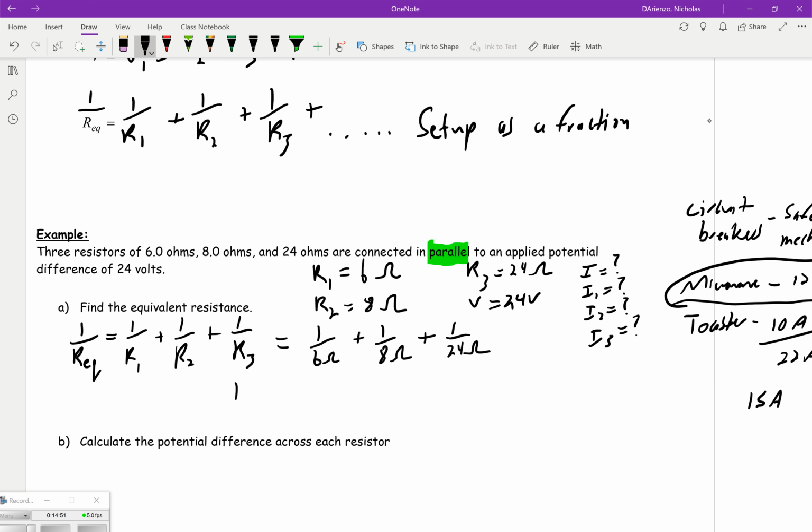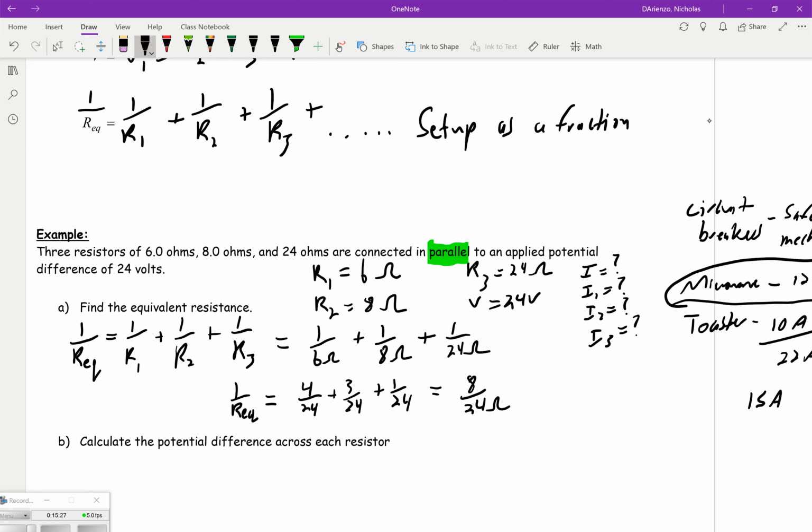So now 1 over our equivalent resistance becomes those three added together. So we find a common denominator, say 24. 6 goes into 24 4 times. So we have 4 over 24 plus 3 over 24 plus 1 over 24. And this gives us a total of 8 over 24 ohms.